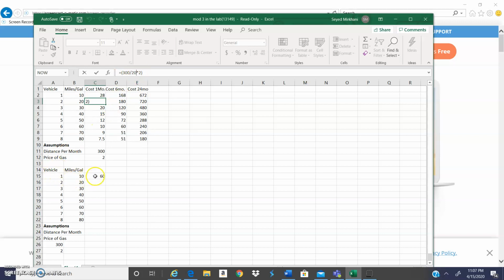Therefore, I come here, if you look at here, I say A26 divided by, which means 300 divided by 10, which means 30 times this number. And then for this one, when I come here, I can put again my equal sign. I open my parentheses. I say this number divided by this number. I close the parentheses, and then I say times this number.